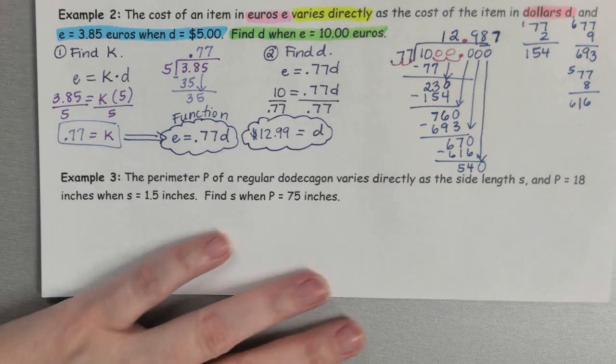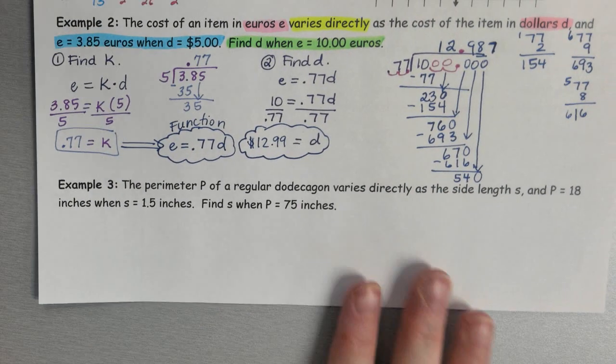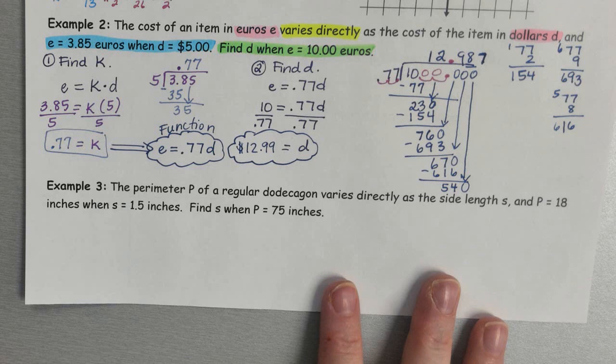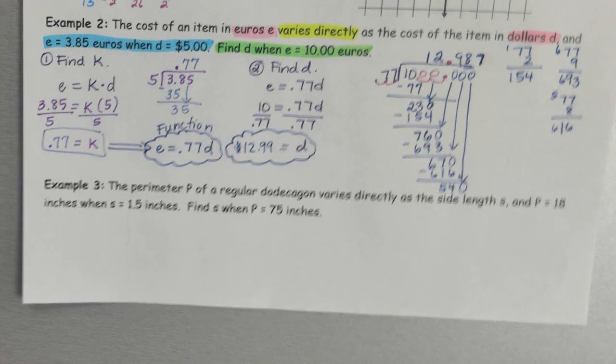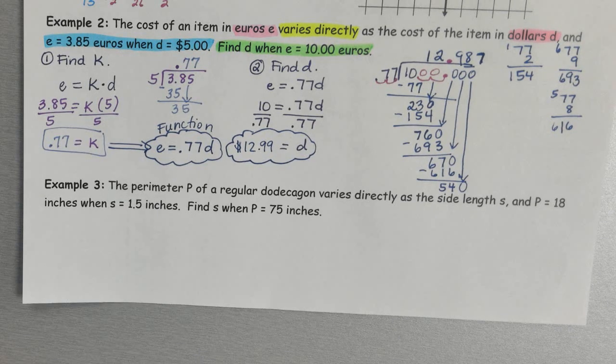All right, you did it. You did the hardest thing you're going to do today. Dividing decimal on a calculator. So it's going to make example 3 look pretty good. A lot of our examples today are actually going to be related to geometry.